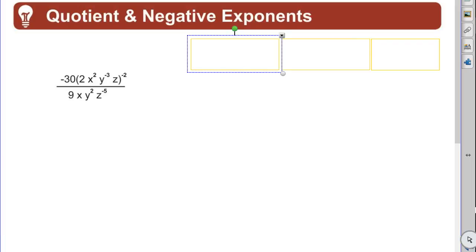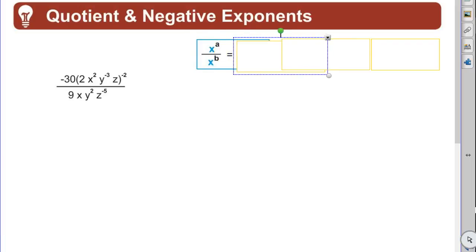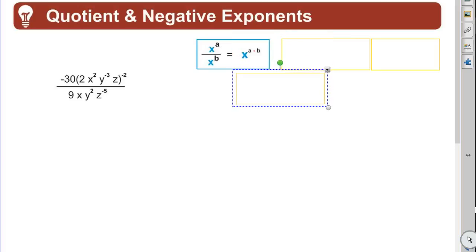All right, so how about first off division? X to the a divided by x to the b. Well, if you remember, that's x to the a minus b. There's a shortcut to that, and I'll show you that in a little bit.